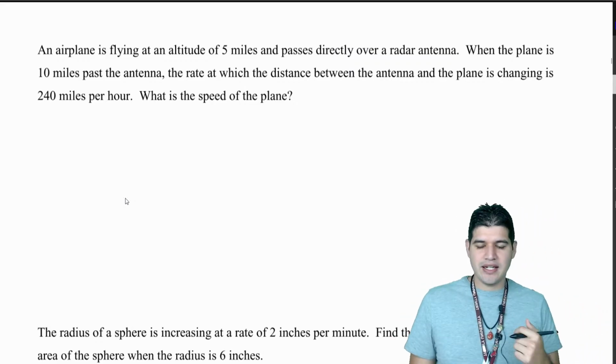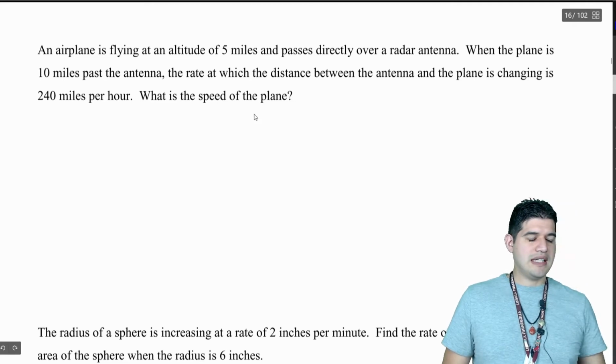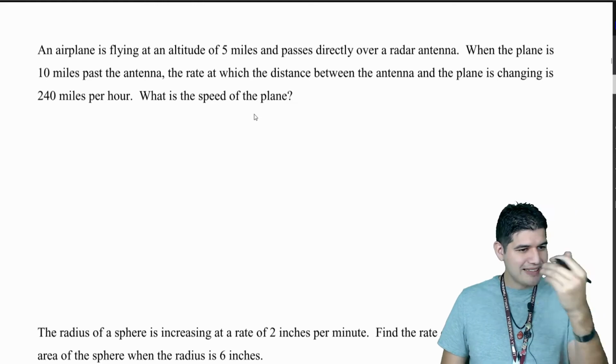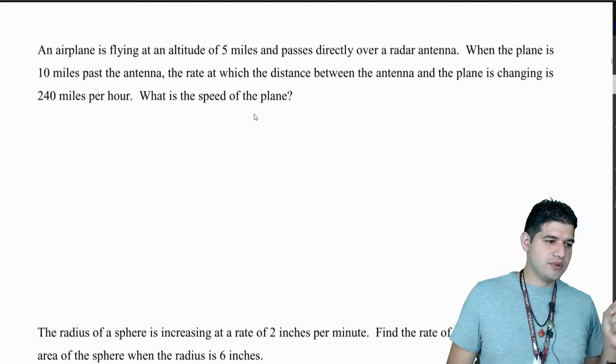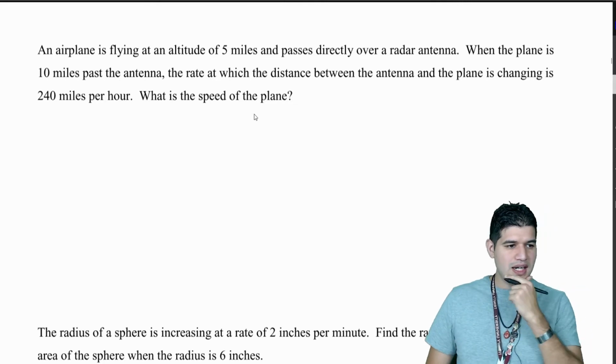All right, so in our first problem, an airplane flying at an altitude of 5 miles passes directly over a radar antenna. When the plane is 10 miles past the antenna, the rate at which the distance between the antenna and the plane is changing is 240 miles per hour. What is the speed of the plane?